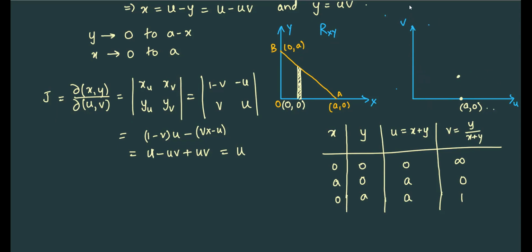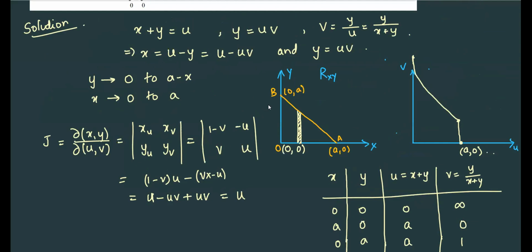And 0, comma infinity. So this region, whether it's a curve, it has to be a curve because it's going to infinity. This will be the region.